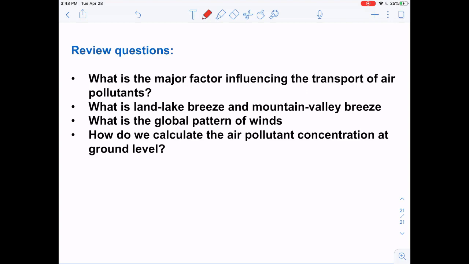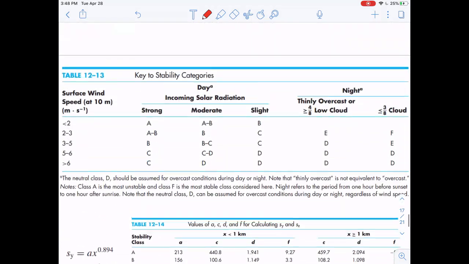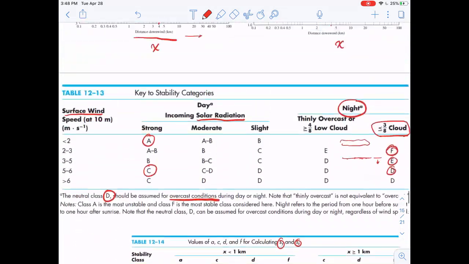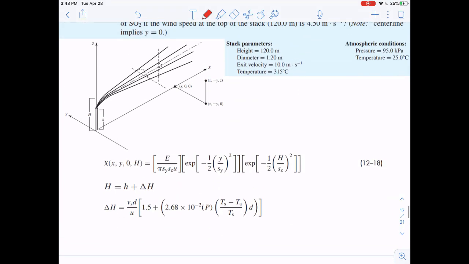So finally, let's review our class this time. We introduced the major factor influencing the transport of air pollutants, that is the wind, which can be at both the regional scale and the global scale. Later, we introduced how to calculate the air pollutant concentration at the ground level. We can use this equation, and once we have all of the parameters, we just plug in all of these corresponding parameters and find out the concentration at any specific location. Okay, so feel free to let me know if you have any questions, and that's all for the contents of this class.